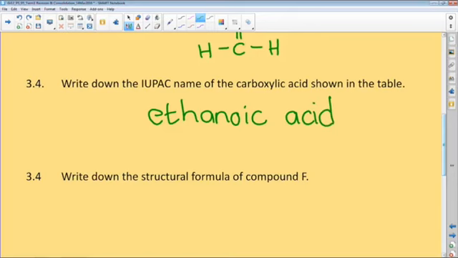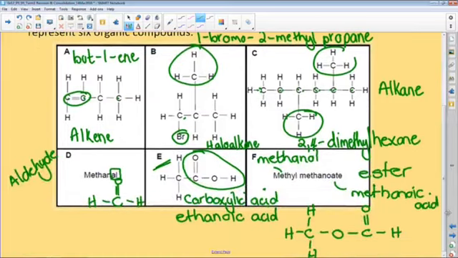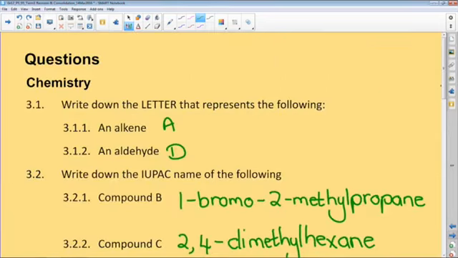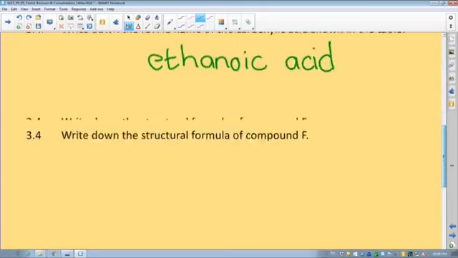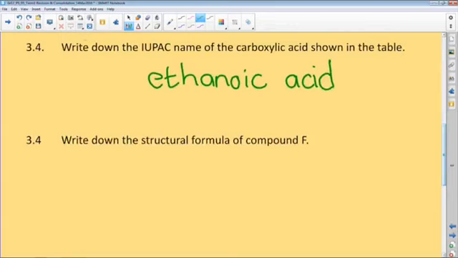Oh, and look at this. Write down the structural formula of F. Did we not do that in the middle? Of course we did, because we're amazing. Well, of course we are. We're doing science. So methyl methanoate is what we had. And so we are now going to go methyl, meth, and O. So that needs another hydrogen, that needs another hydrogen, that needs a hydrogen. And there we go. We're done.